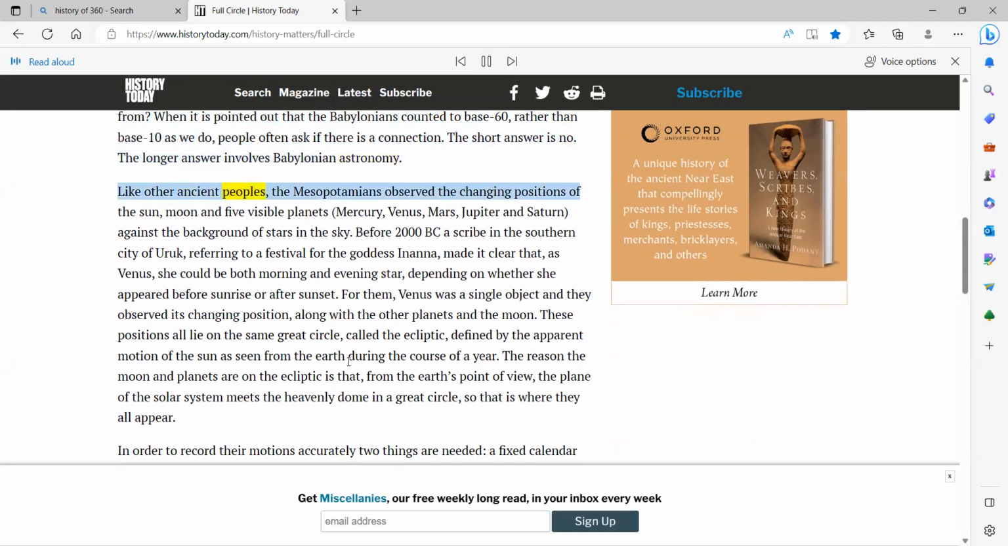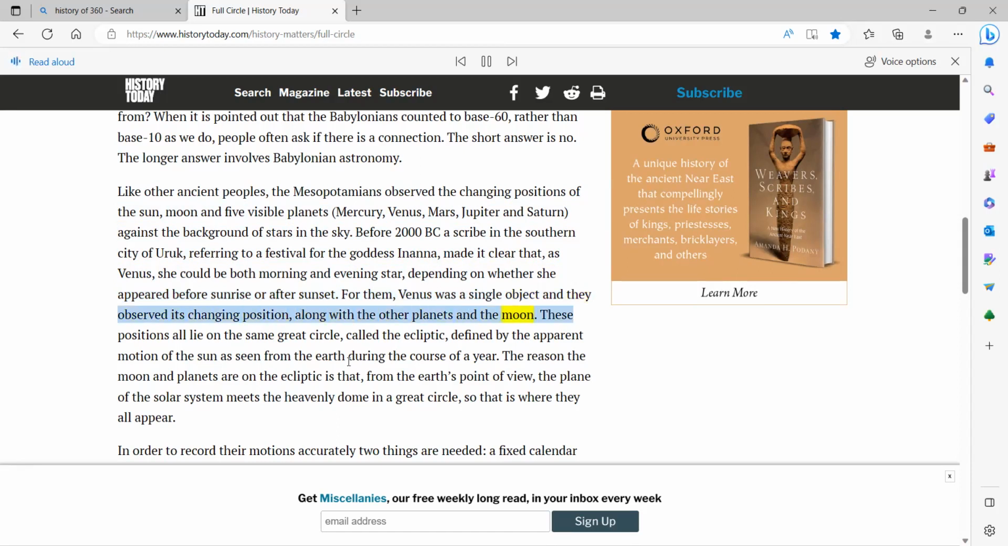Like other ancient peoples, the Mesopotamians observed the changing positions of the sun, moon, and 5 visible planets, Mercury, Venus, Mars, Jupiter, and Saturn, against the background of stars in the sky. Before 2000 BC, a scribe in the southern city of Uruk, referring to a festival for the goddess Inanna, made it clear that, as Venus, she could be both morning and evening star, depending on whether she appeared before sunrise or after sunset.